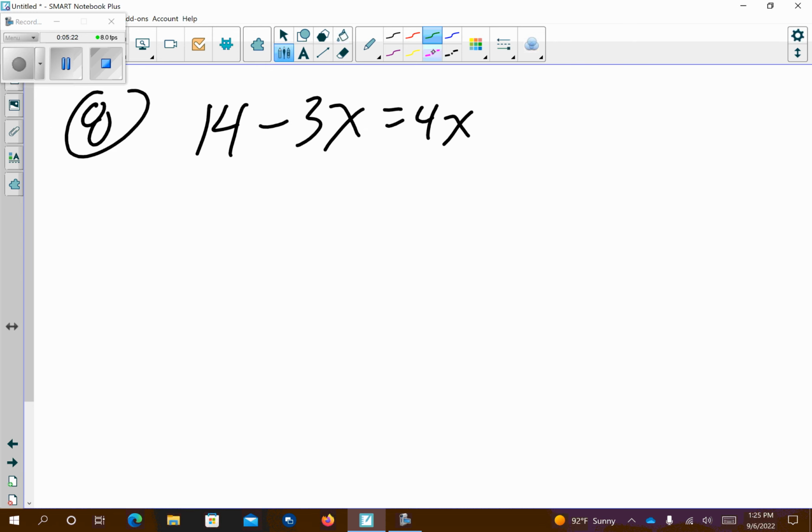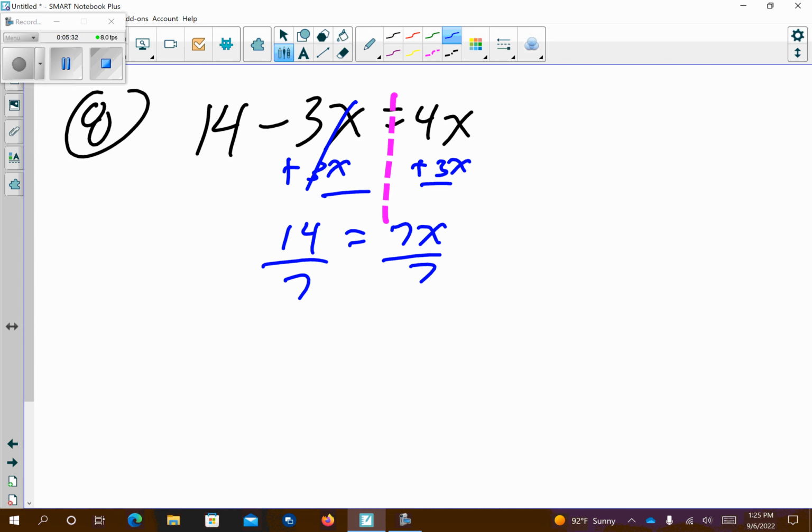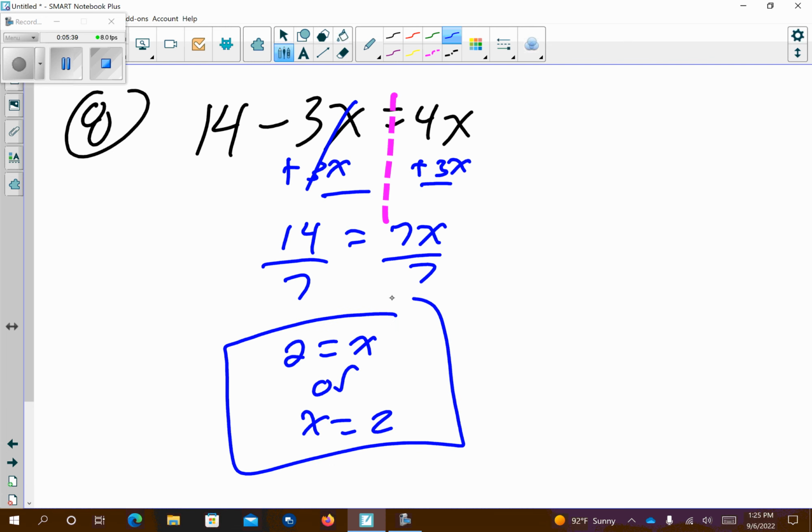Okay, let's start solving these. This is set up and ready to start solving. So add 3x, add 3x. Those cancel. So 14 is equal to 7x. Divide by 7, divide by 7. So 2 is equal to x, or you could write x equals 2. Either answer is fine. You don't have to have both of them. You can just have one or the other. So that's a 2.